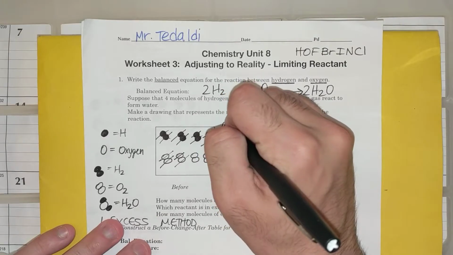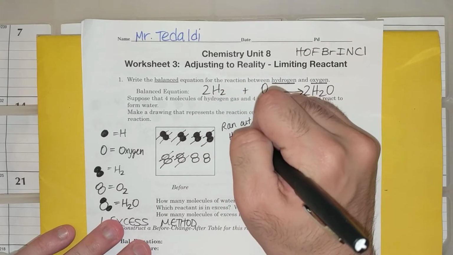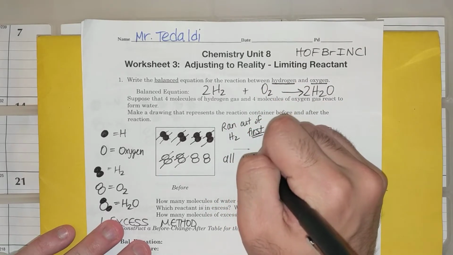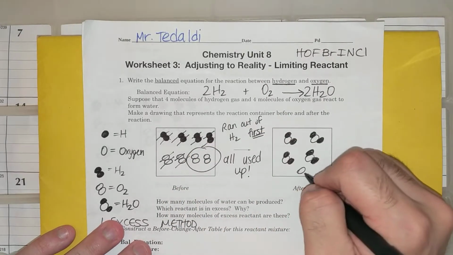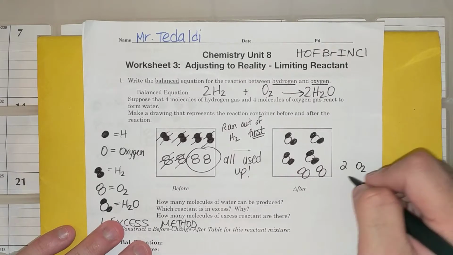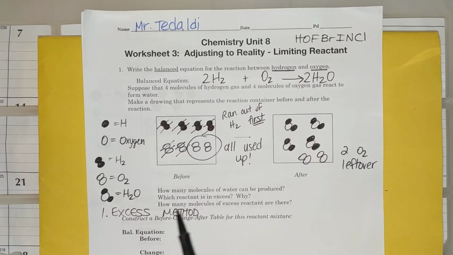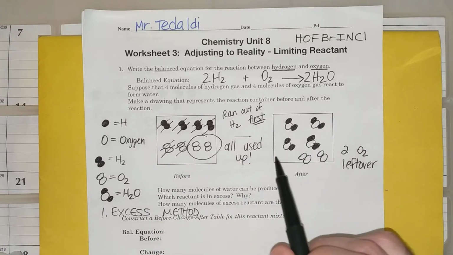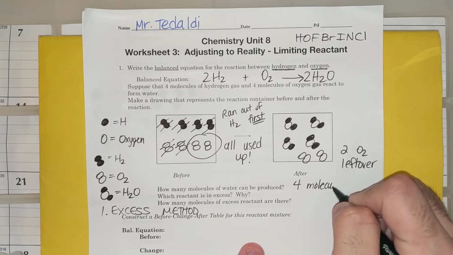I'm going to make a note of that. Ran out of H2 first, so it's all used up. And I have this O2, I have 2 O2 left over. So how many molecules of water can be produced? Well, according to what I just did, 1, 2, 3, 4 molecules of H2O can be produced.